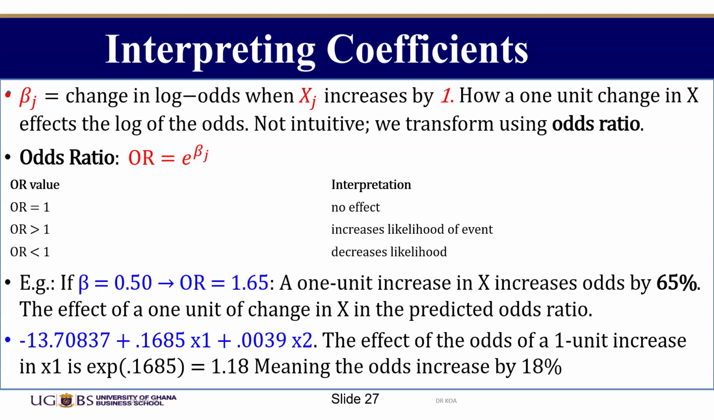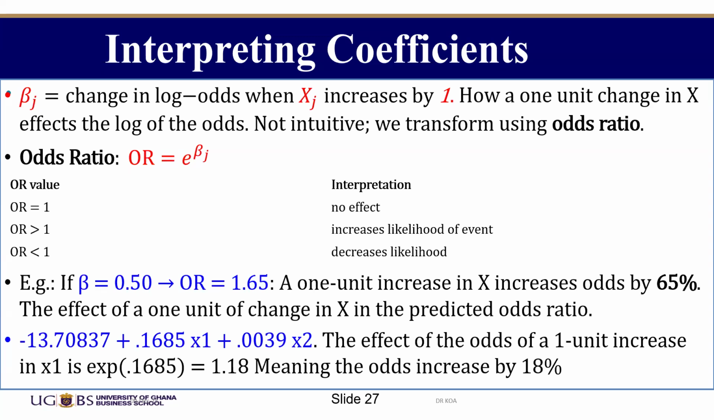E is the natural log. And what's the value of the natural log? 2.718. Okay, so you're talking about 2.718 raised to the power what? 0.5, which is the B. So you can check it. Somebody can check it and tell us that it's correct. So that is what gives you the 1.65.